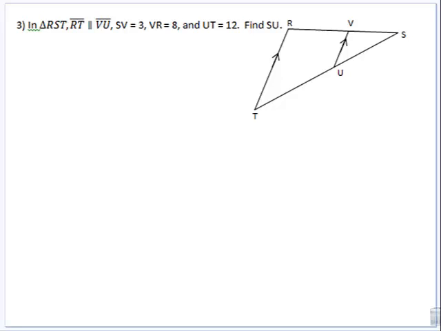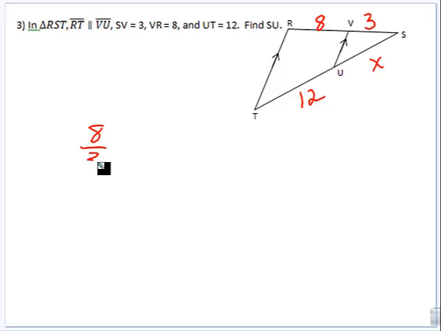So in triangle RST, this time TR and VU are parallel. SV is 3, VR is 8, and UT is 12. We want to find SU. So probably go ahead and label first. SV is 3, VR is 8, and UT is 12. We want to find SU. Use any variable you want.